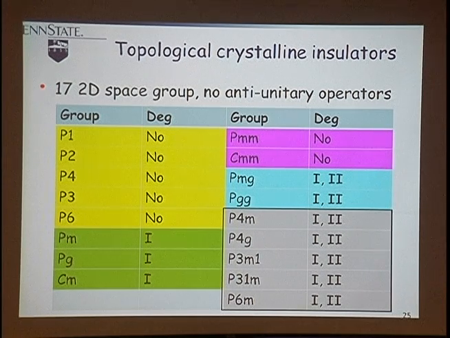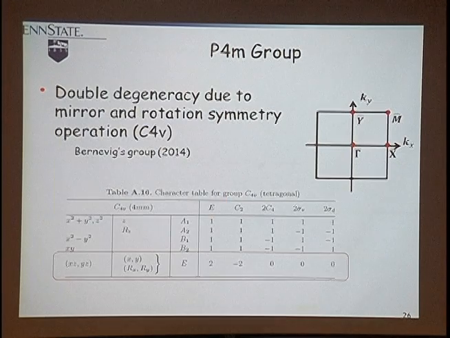The next thing we look at is this class. For this class, the most important thing is that they have both the mirror symmetry and the rotation symmetry. Because of the fourfold rotation, this point group is C4V at the gamma point and M point, and for this C4V group there is a 2-dimensional irreducible representation which can give you non-trivial surface states.